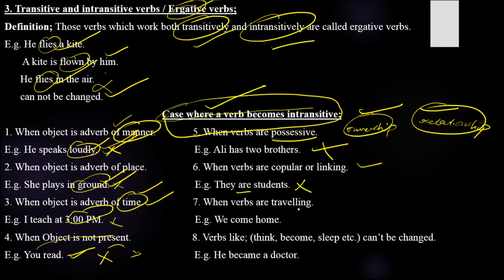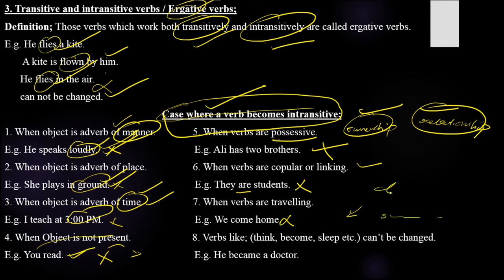Number 7, when verbs are traveling verbs. What do we mean by traveling verbs? Traveling verbs are those verbs where you move from one place to another by your legs, by your hands, or movement of your own body. Like we say go, come, walk, run, jump, swim. These all are called your traveling verbs. Like I say we come home, this cannot be changed into passive voice. He climbs on the mountain, it cannot be changed into passive voice. He swims in the pool, that cannot be changed into passive voice because there is a traveling verb.